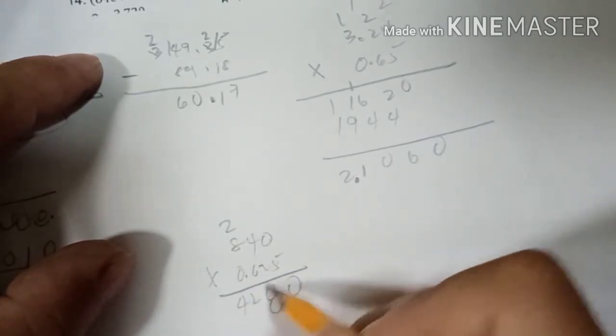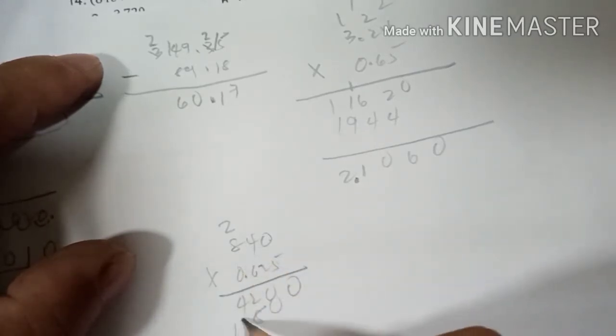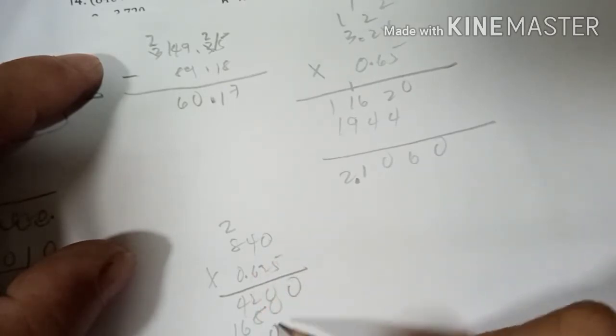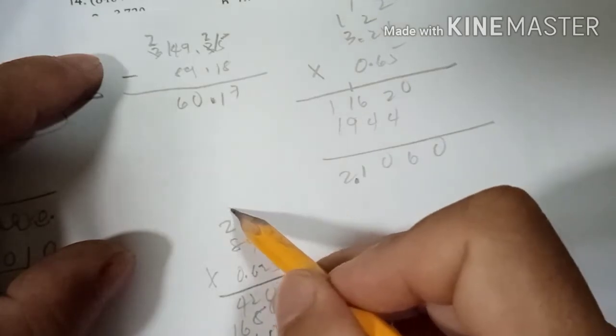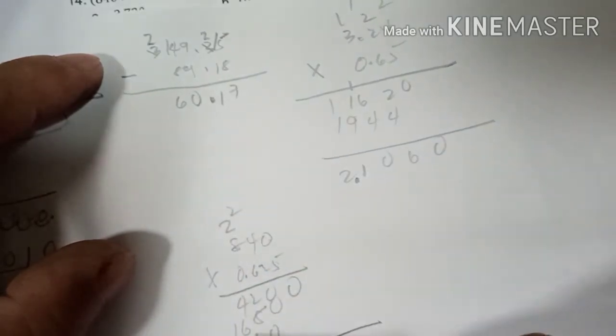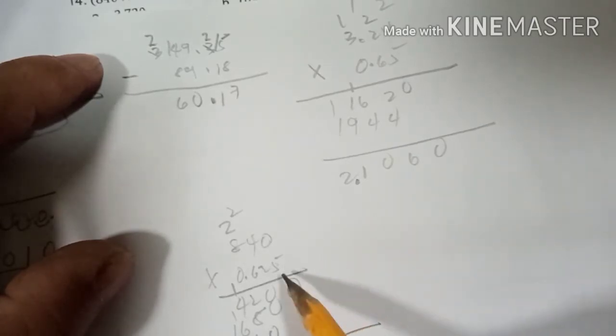2 times 0, that's 0. 2 times 4, 8. 2 times 8, 16. So we have here 6 times 0, 0. 6 times 4, 24. Bring down 4, carry 2. 6 times 8, 48. Plus 2, 50. So we have here 0, 0, 10, 1, 1, 5, 10, 15, 1, 2, that's 5. So count the decimal, 1, 2, 3, 1, 2, 3, that's 525.